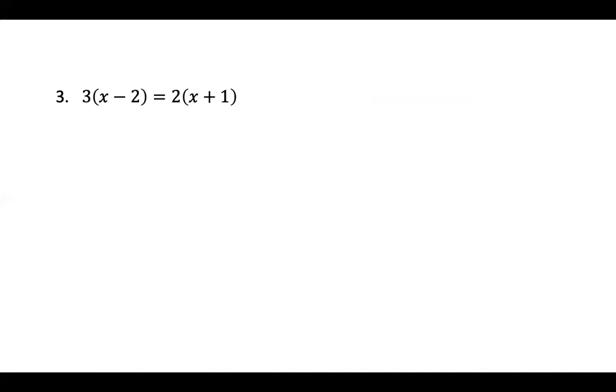Example number 3. Again, first thing that we have to do is expand those brackets. So when we do that, we get 3x minus 6 equals 2x plus 2. So we still want x all by itself on one side of the equal sign. So the first thing that we're going to have to do is collect all of our x's onto one side. So I'm going to move those 2 x's from the right-hand side to the left by subtracting 2x from both sides. And when you do that, you're left with x minus 6 equals 2.